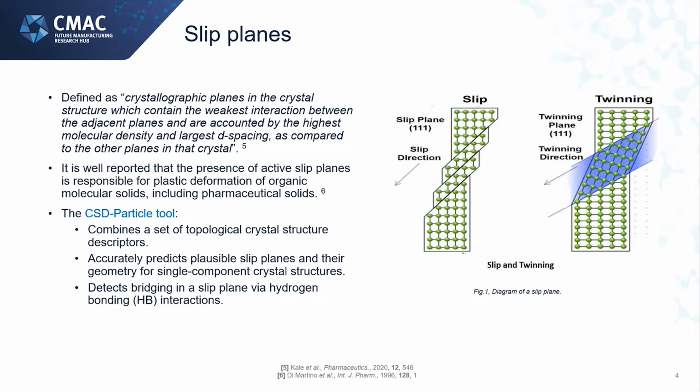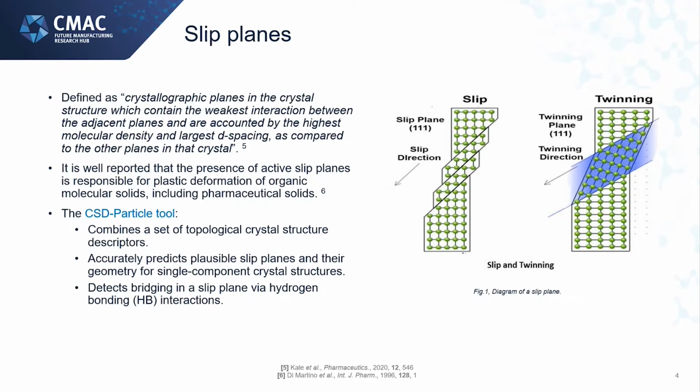Slip planes are quite a nice thing to look at because they can be seen both at a molecular and at a macroscopic scale when being studied under pressure. So it is well reported that the presence of these active slip planes, that means that do glide, are responsible for a degree of plastic deformation in organic molecular solids, including pharmaceutical solids, which is what we're really after.